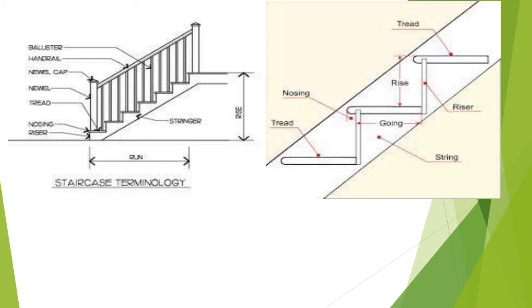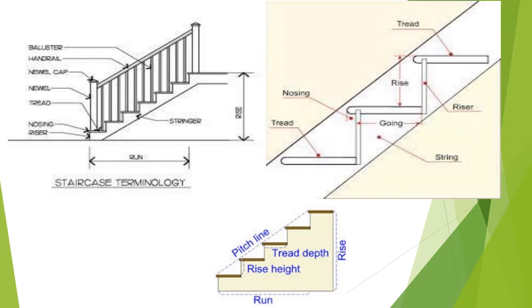You can see the treads, the risers, and this is known as the going. This is called a nosing. This is the tread over the post handrail. This is a baluster. You see the pitch line.